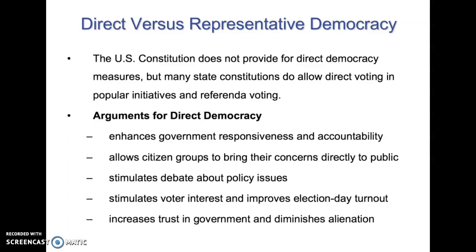So, of course, there are people who are in favor of direct democracy. Of course, there are people who are going to be against direct democracy as well. The big thing about direct democracy is that it expands the population's ability to get involved in our government. It stimulates interest. It improves election day turnout, and you have more trust in government. There is more accountability from your government as well, especially if they know that more people are going to participate.